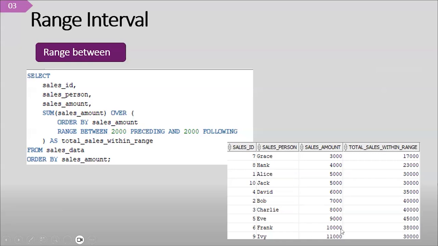For Evie, for example, although he made 11,000, he's an outlier, so the summation for the people around him was 30K. So, if you want to calculate an average or summation without outliers and you know the range around the person, you can use this.